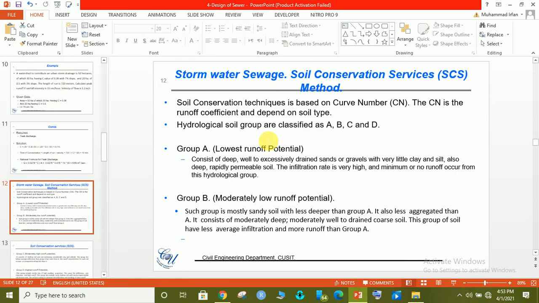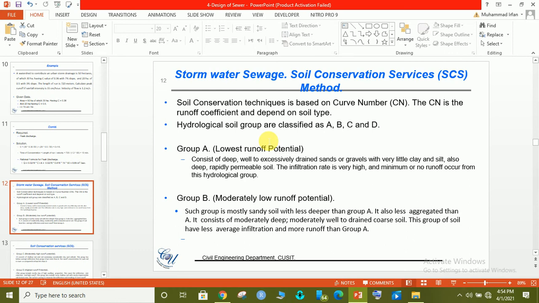Similarly, the third method for the stormwater sewage calculation is by the Soil Conservation Services, which is the SCS method. This SCS method is based on the curve number, which is called the CN number. So the CN number is basically the runoff coefficient, and this value depends on the type of soil. Basically, there are four hydrological soil groups, which are A, B, C, and D.